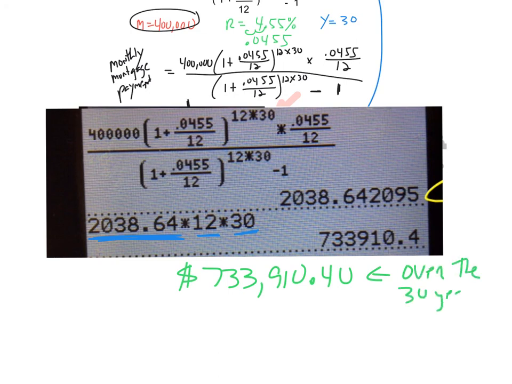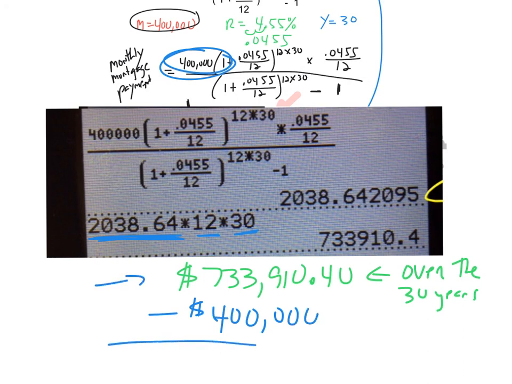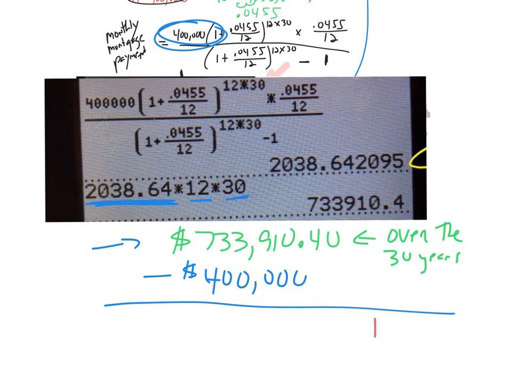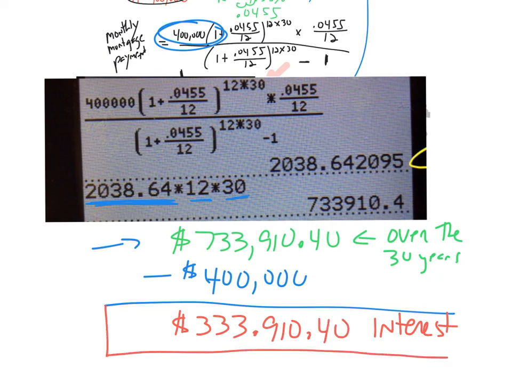But you borrowed $400,000. So you're borrowing $400,000. The bank is giving you $400,000. You're paying the bank back that $733,000 number, which means you're going to now subtract to get how much in interest you pay. So here you're paying $333,910.40 in interest.